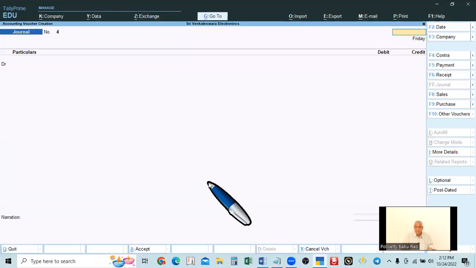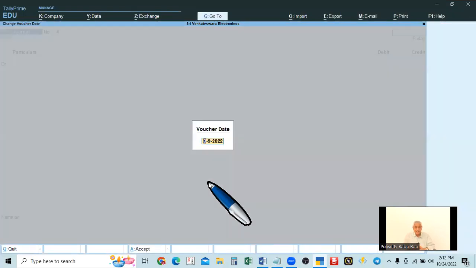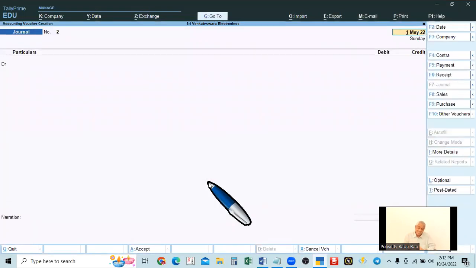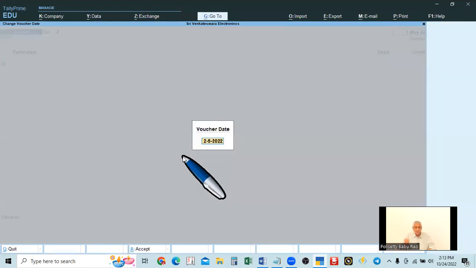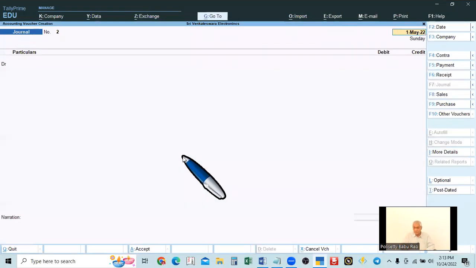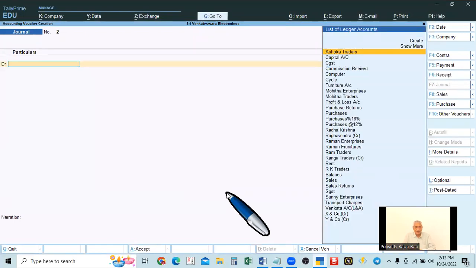So you do one thing here. You can select F2 and take 1/5, so you can type this date. Generally, the cursor will always be in the date field only. That is why we need not press F2 and put the date. Simply, the cursor will be there, and we can type 1st May. It is selected already, 1st May, it's over.